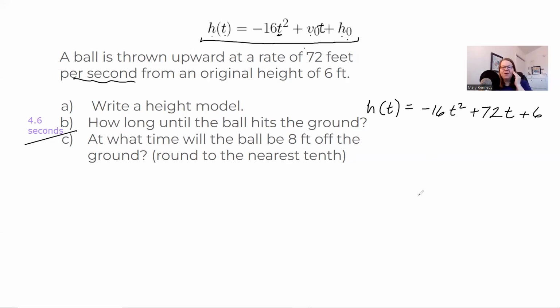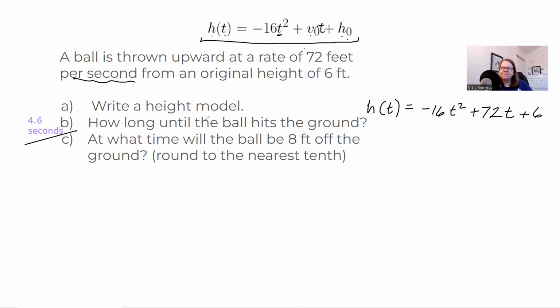All right, here we go with the third question in this problem. We've already found the height model, which is the equation we're using. We have found how long it takes for the ball to hit the ground. Now we're on question C. At what time will the ball be 8 feet off the ground?